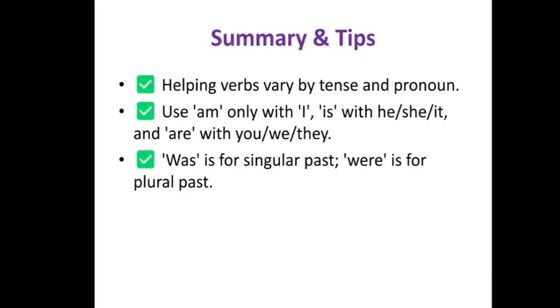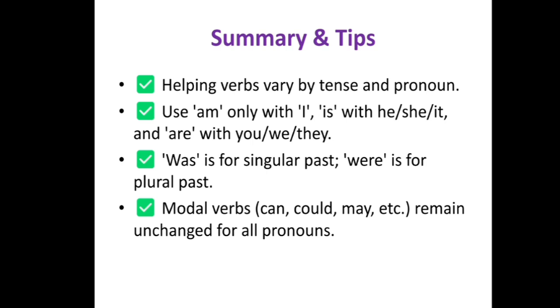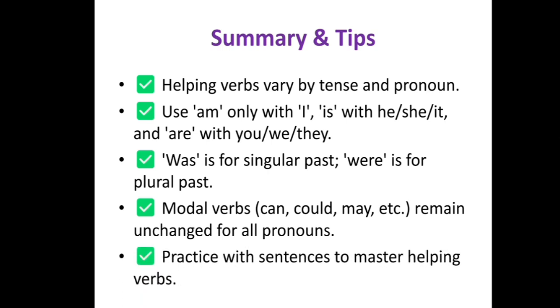Let's quickly summarize what we learned today. 1. Helping verbs vary by tense and pronoun. 2. Use am with I, is with he, she, it, and are with you, we, they. 3. Was is for singular past tense, while were is for plural past tense. 4. Modal verbs like can, must, may remain unchanged for all pronouns. 5. The S/ES rule applies only in the third-person singular present tense. To master helping verbs, practice forming sentences and pay attention to verb agreement.